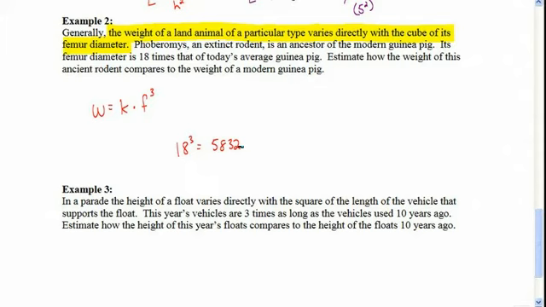Now that doesn't mean the weight of this extinct rodent was 5,832 pounds. What that means is that Phoboromus, its weight is 5,832 times heavier.